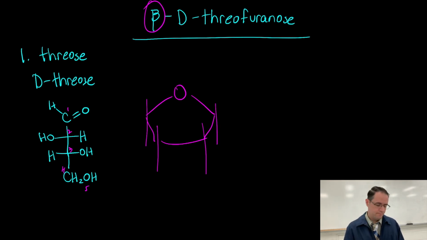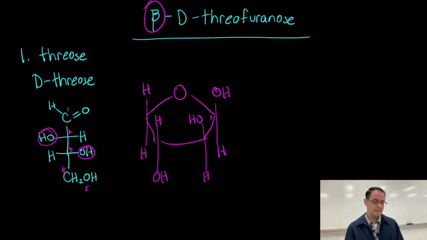Beta means pointing up. So there's my OH pointing up, and there's the hydrogen pointing down. That's carbon 1. If the OH is pointing to the left, it's pointing up as well. This OH is pointing to the right, so it's pointing down. And this is the same kind of molecule where we just have 2 hydrogens at carbon 4. So that's beta D 3-ose furanose. Kind of complicated, but that's how you do that.